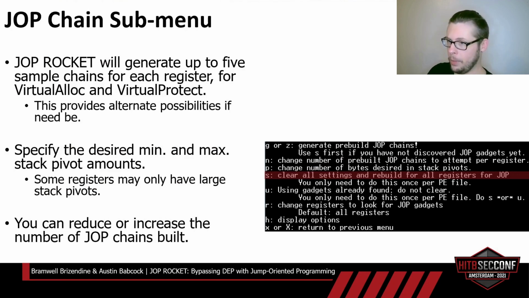So check it out. We go to the JOP Chain Sub-menu. The first thing you want to do is hit S, and that'll do the scanning for the JOP gadgets and also ROP gadgets too to set it up with POP. We can specify the desired stack pivot amount.